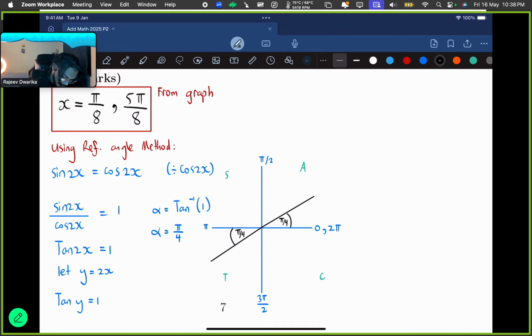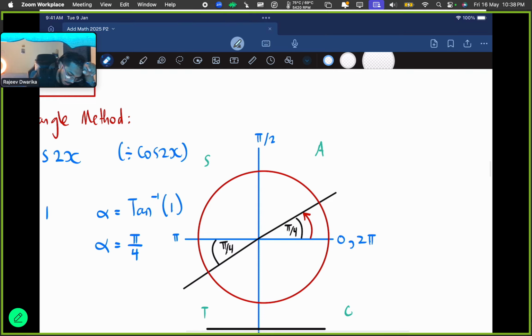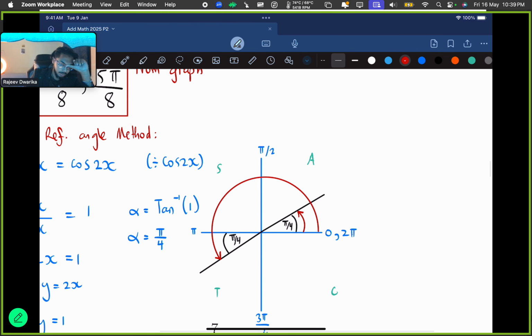Based on what I'm seeing here, my first solution is pi over 4, because I want to figure out where tan is positive, and it's valid in the first quadrant. Everything is positive in the first quadrant. In the second quadrant, theta is equal to pi minus alpha, and in the third, it is pi plus alpha.